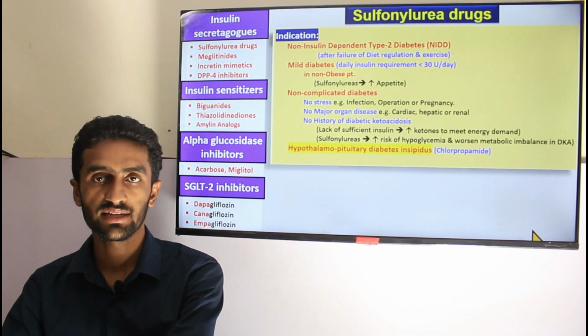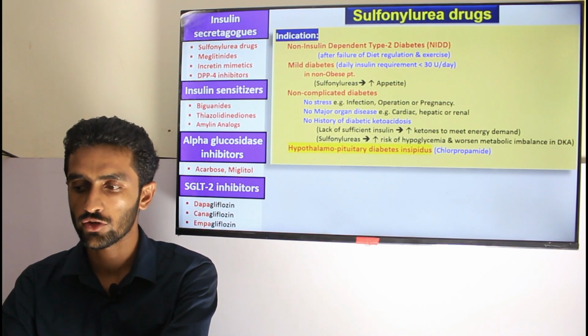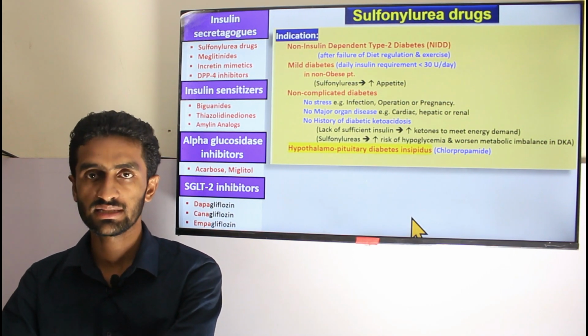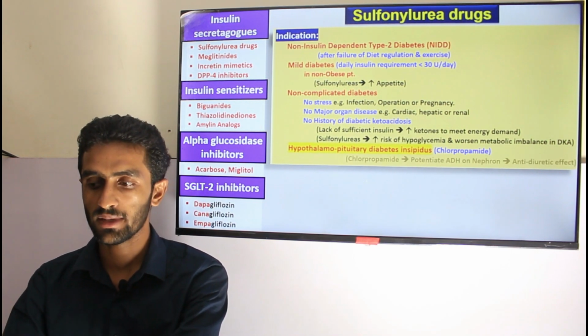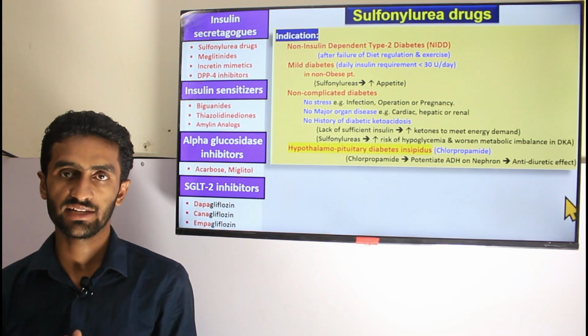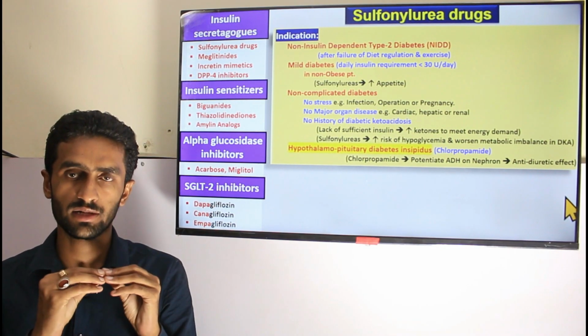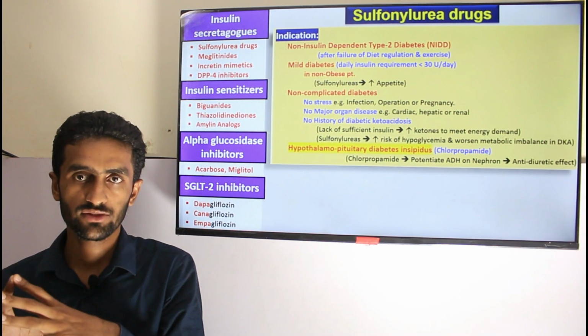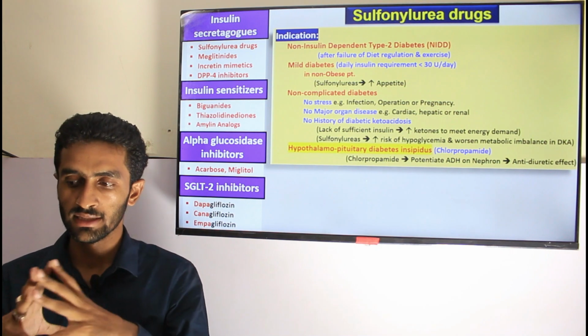Okay. And the other important usage is for chlorpropamide in diabetes insipidus. So this is not associated with this mechanism. There is another mechanism. They actually potentiate the ADH, okay, on the nephrons, so they act as anti-diuretic. What is the problem in diabetes insipidus? Polyuria. So they act as an anti-diuretic. So that's why they are useful in this condition also.